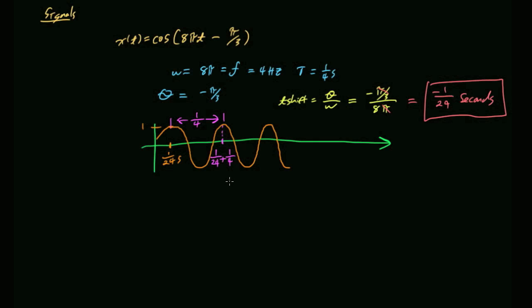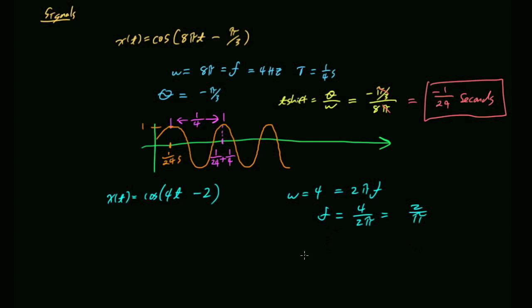In this particular example we did in class, it was cosine of 4t minus 2. Okay, so what's my frequency in radians per second? 4. What's my frequency in hertz? It's this number divided by 2 pi. So 4 divided by 2 pi is 2 over pi. It's ugly, but it's a number.